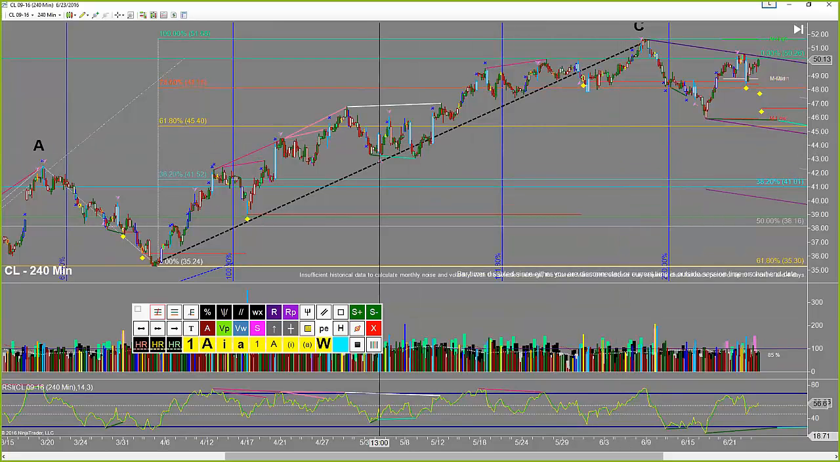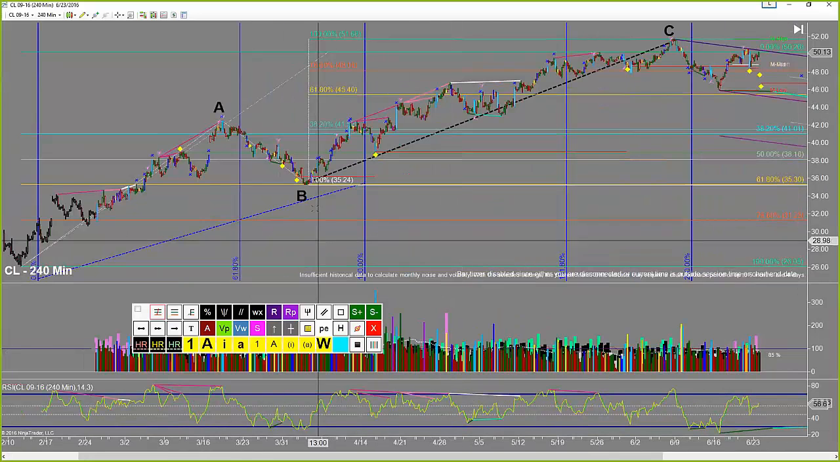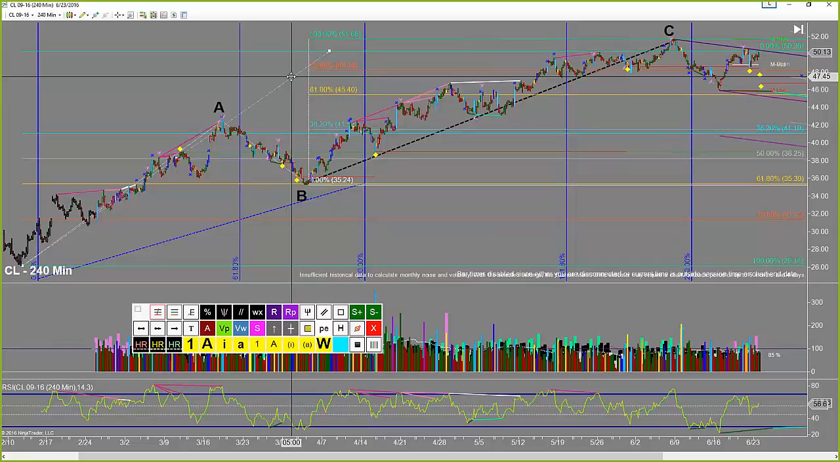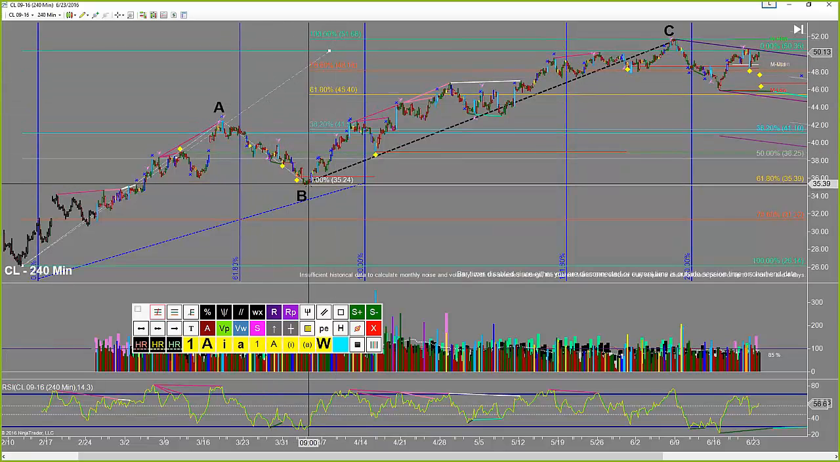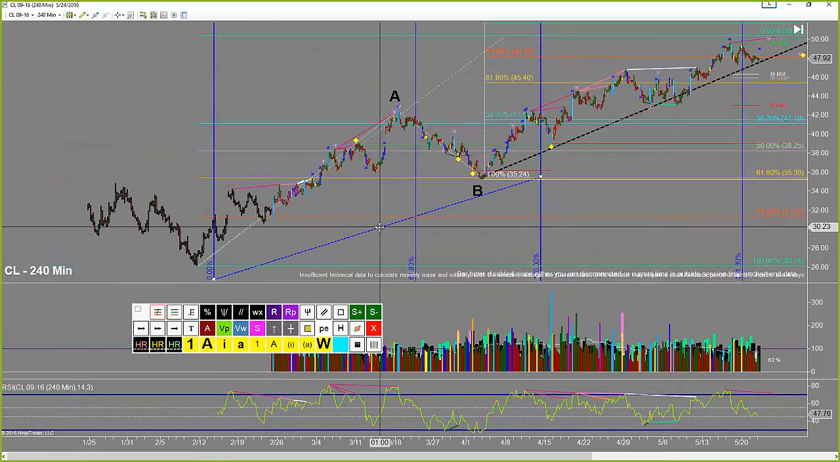So with the time extension, you can do kind of the same thing that I've done with the retracement here, bringing the 61.8 up to the B wave. You can do that with the time extension as well.